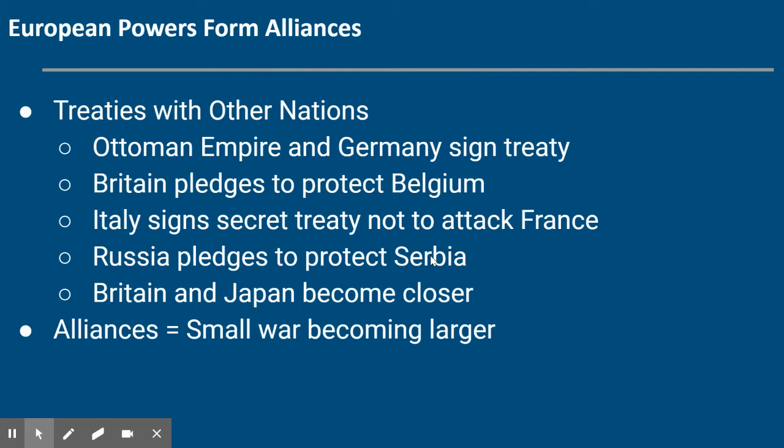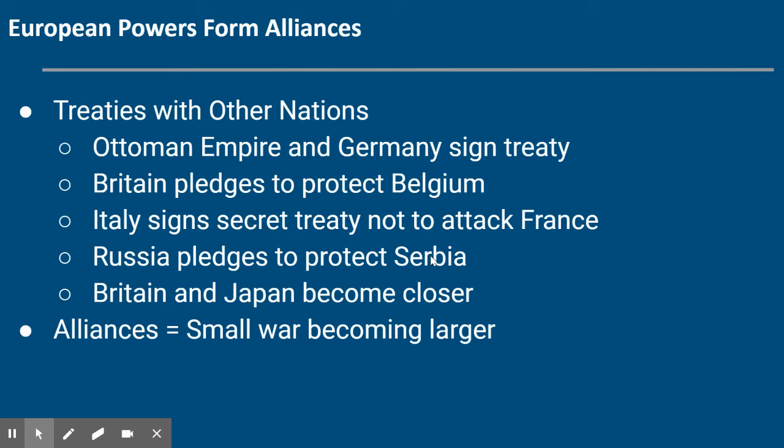The Ottoman Empire and Germany sign a treaty with each other to work very closely, especially building a railroad. Britain pledges to protect Belgium because it's a democracy. If anybody attacks Belgium, the British will come to their aid. The Italians sign a secret treaty saying they won't attack France, essentially double-crossing Germany.